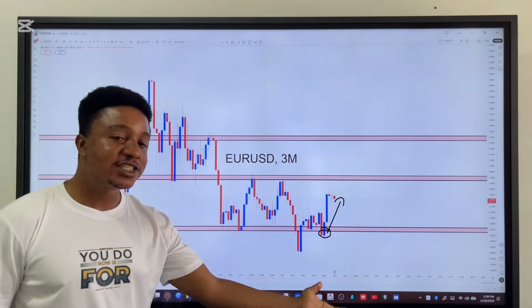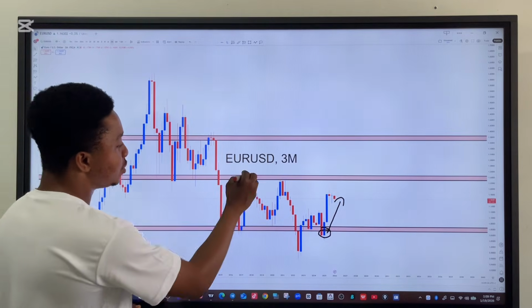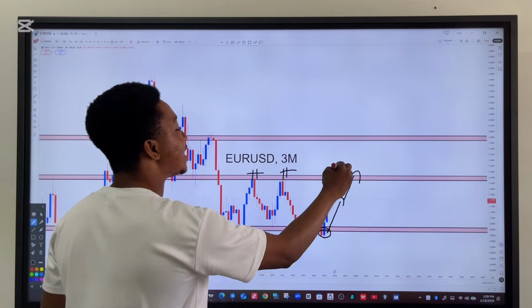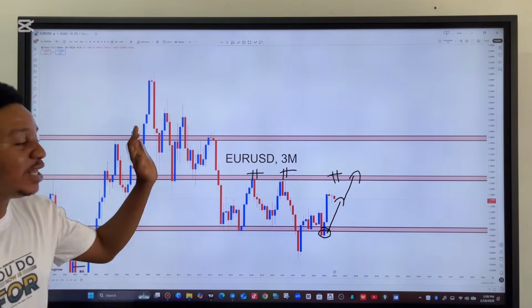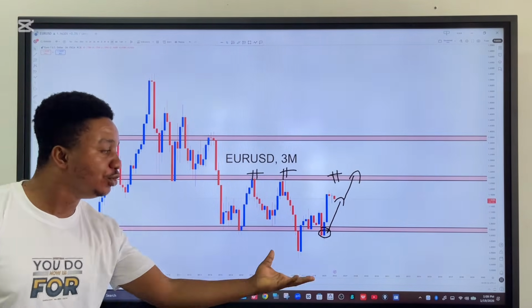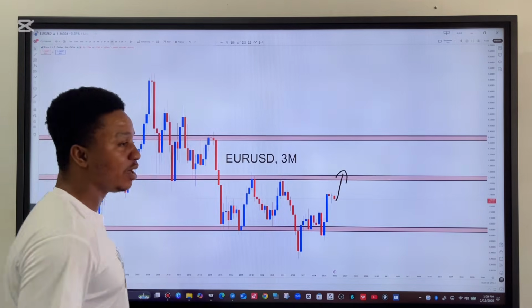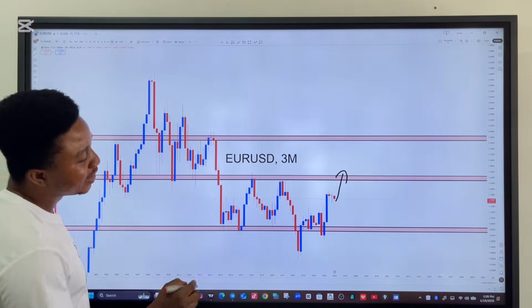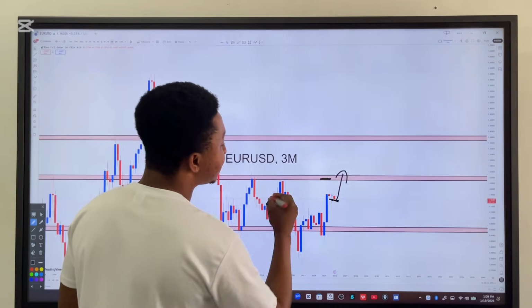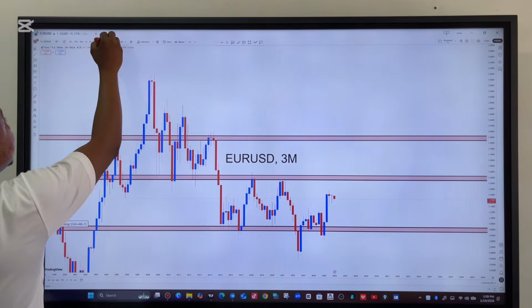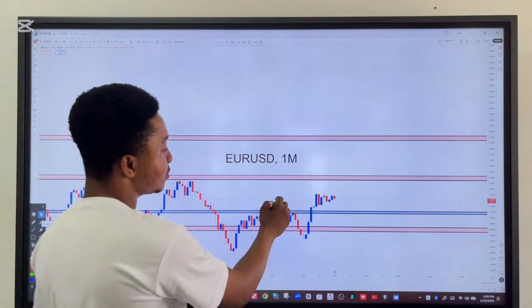Now, where is this push to the upside going? It is going to make contact with this resistance to form equal highs. So according to the 3 months time frame of Euro USD, price is heading to the resistance level of the 3 months. If that is so, then how do we pick buys before contact is made over here? Let's find out as we take it closely again to the monthly.